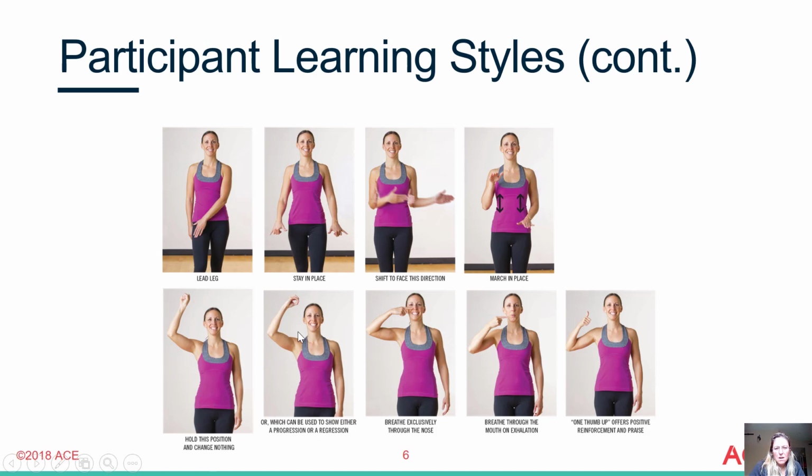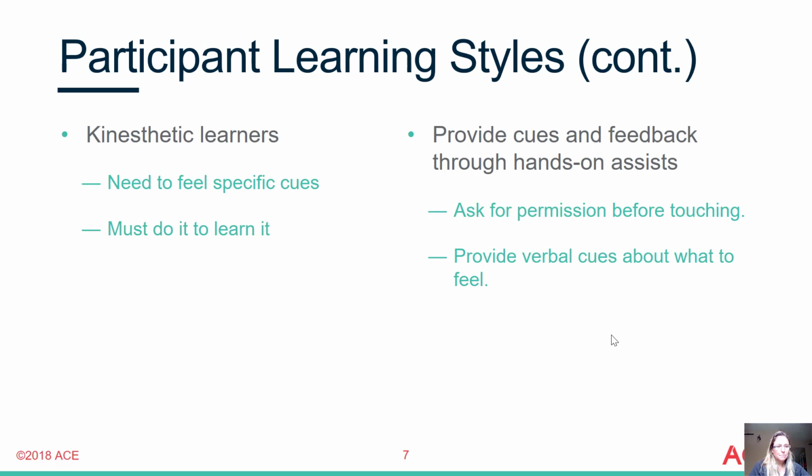Also, this could be used to show either a progression or a regression, if you wanted to do that. Breathe exclusively through the nose, so just reinforcing inhaling through the nose, exhaling through the mouth, just reinforcing that. Thumbs up, positive reinforcement. So there's a lot of visual cue signs that we can use as we teach our classes. And again, these are the types of signs that those people who are visual learners are going to really rely on throughout class. The last learning style is the kinesthetic.